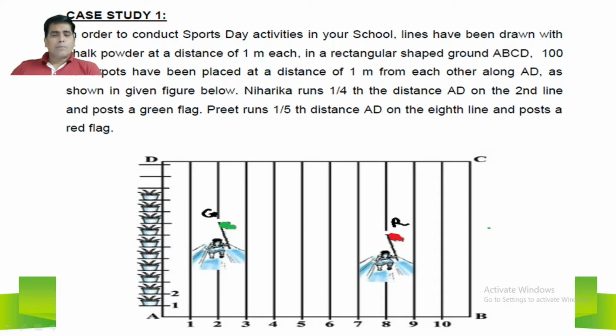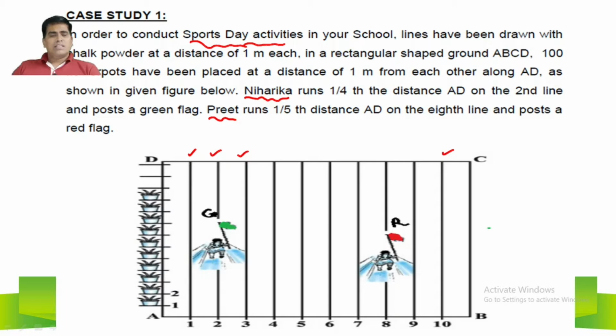So this is a very simple case study he has given. Niharika is one of the participants and one more is Preet. So these are the two participants. They are participating in a sports day activity. You can see ABCD is a rectangular shaped ground. So this is lane 1, lane 2, lane 3 and we have the 10th lane also.